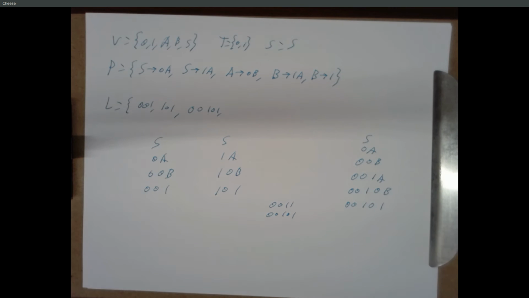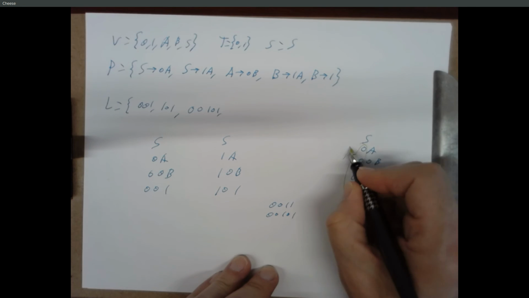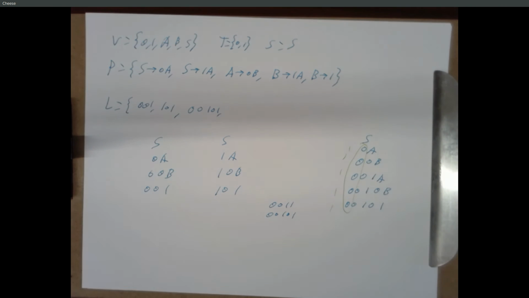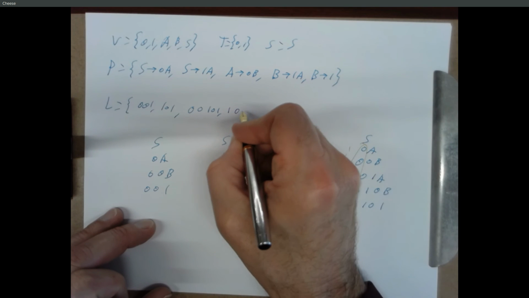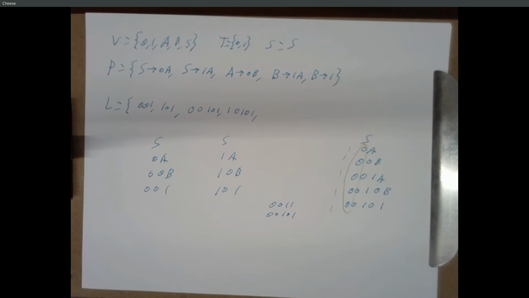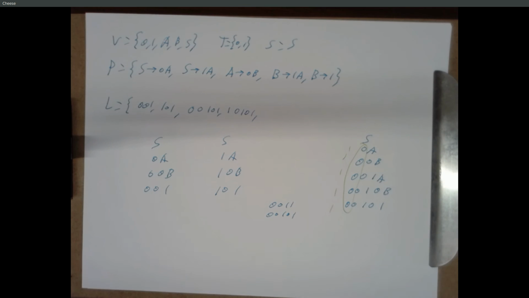And if we had started with S going to 1A instead of 0A, right, all of these would have simply been 1s. And that would have gotten us to 1, 0, 1, 0, 1. And it keeps going because A and B can keep switching back and forth. But we can guarantee that the last digit is 1. The last digit is always 1 because that's the last terminal.